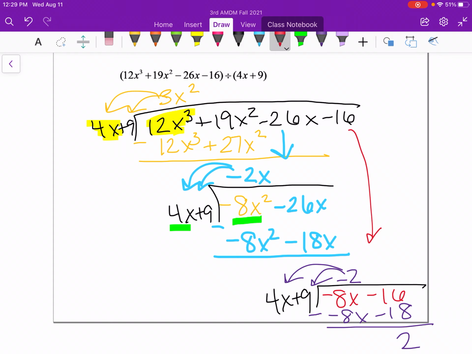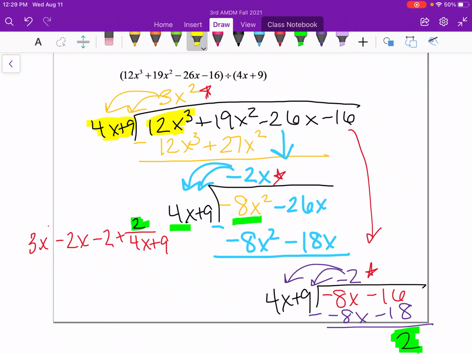So let's start here. Our answer is 3x squared minus 2x minus 2 plus 2 over 4x plus 9. So that comes from, this is my remainder of 2. That's this here. And then the 4x plus 9 was from our original question, or what we've been dividing by the whole time. And that's our answer there.